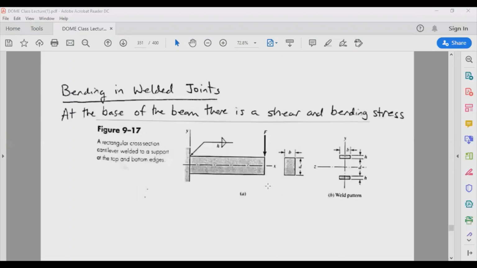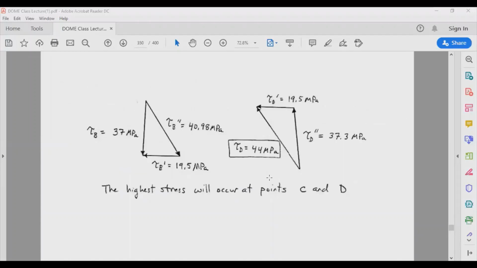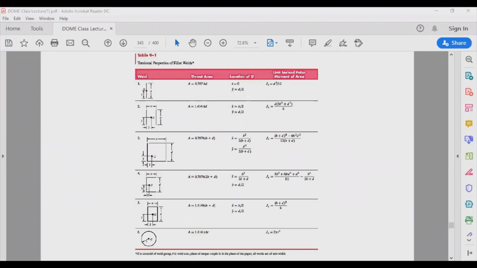I'm going to be doing one more lecture on bending stresses in welded joints, and it's going to be very similar to what we analyzed today. Again, the key takeaway is you have to get familiarized with this table, and this table will tell you the type of the weld, get the throat area, get the location of the center of gravity, get your centroid, sorry, and then get the moment about the centroid, and then get your primary shearing, your secondary shearing, and then add them up.